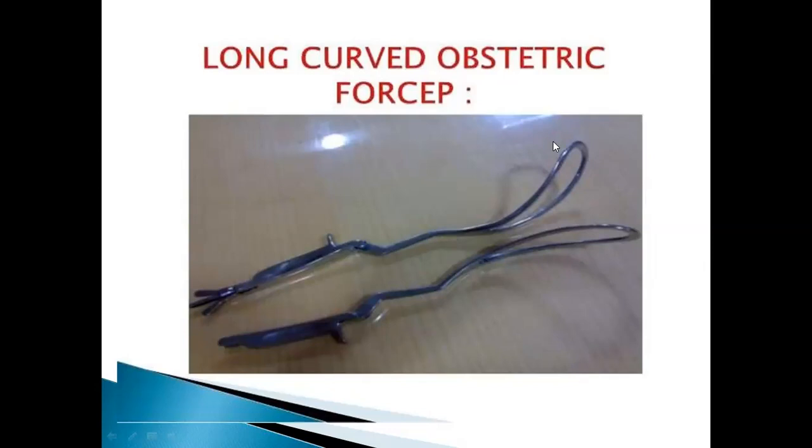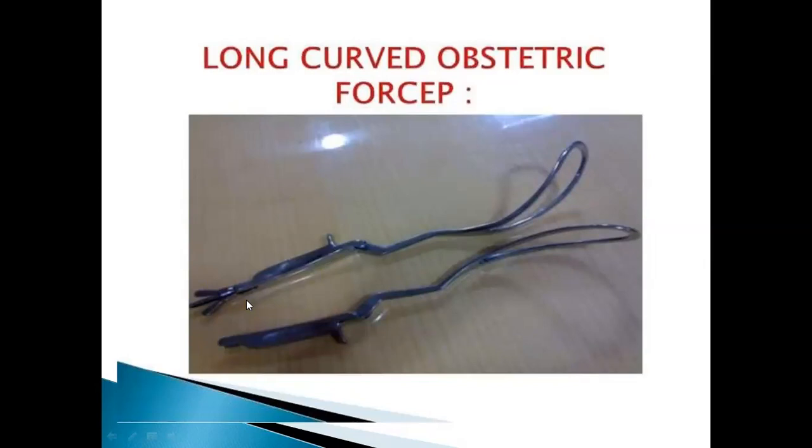This is the cephalic curve, this is the pelvic curve. Now this is the shank region, this is the lock. Look here, there is a screw, as we said, in the process there is a screw to keep it in position. Then this is the handle, and there is also a finger guard, this one.